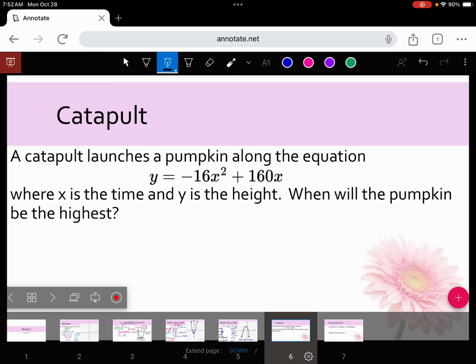Yay. Ew. Disgusting. I mean, it's a catapult. Launching a pumpkin. At least it's a catapult. And then I wear my pumpkin dress. We're launching pumpkins.